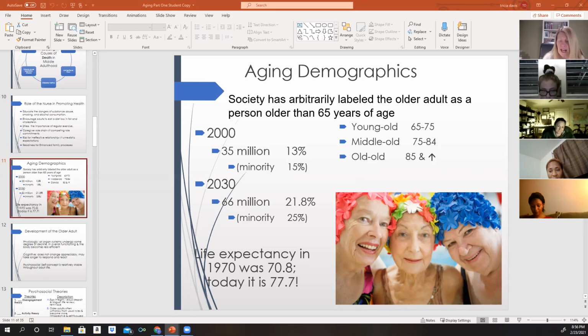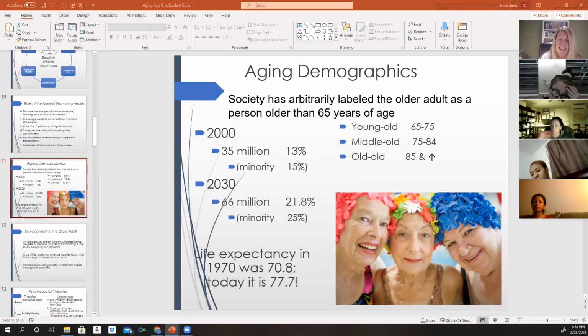So society has labeled the older adult as a person older than 65 years of age. That's really young. You still have a lot of life left in you. You're still very productive, working. Even nurses, I work with a nurse who's 72 and she doesn't have any plans of retiring until she's like 78, she said. And she's healthy and she takes care of herself and she probably will be able to do it.